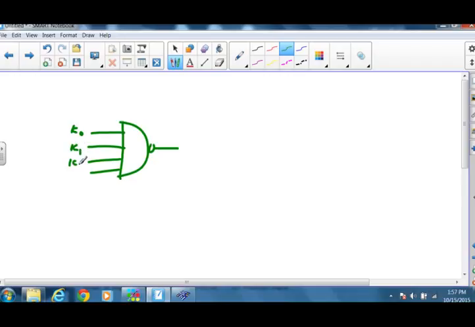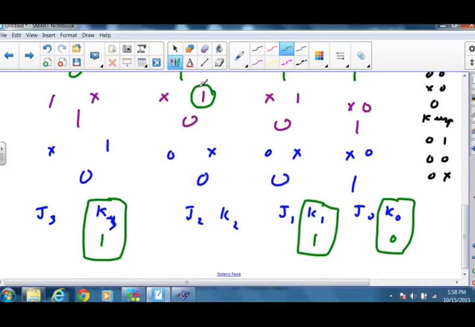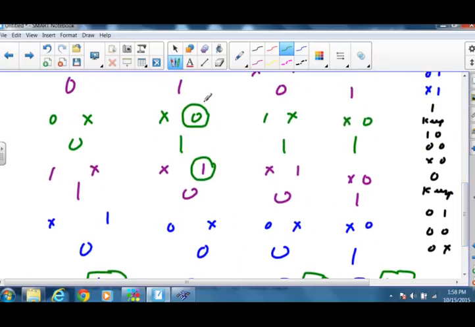K0, K1, K2, K3, and when will this guy be a 0? He'll be a 0 when I have the right number here. And if I have the wrong number there, it is going to be a 1. So this is only going to be a 0 when all those guys are 1. That's the only time he's going to be a 0. So we look back. We need a 0. Where do we need the 0? We need the 0 here, and every other place we need to have a 1.